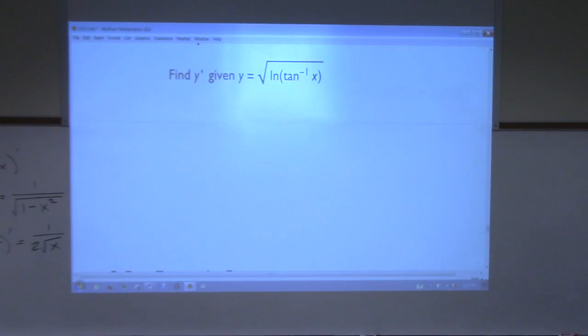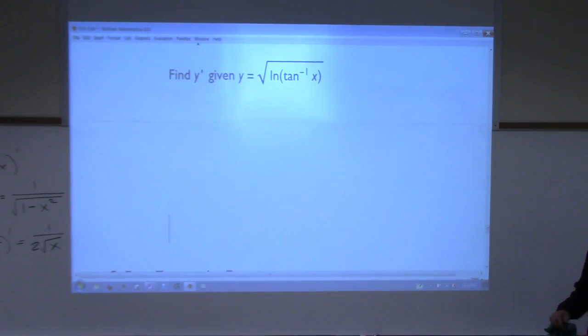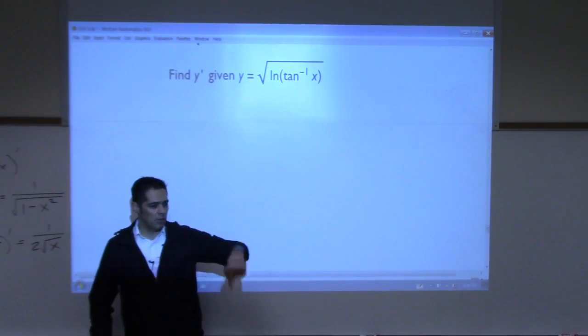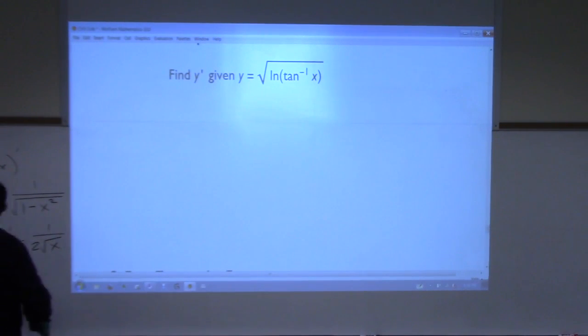Some more practice with chain rule. Find y prime given y equals root natural log of arctan of x. Now, I have not told you what the derivative of arctan is, have I? I told you just now it's in a formula, but I'm going to write it down over here.